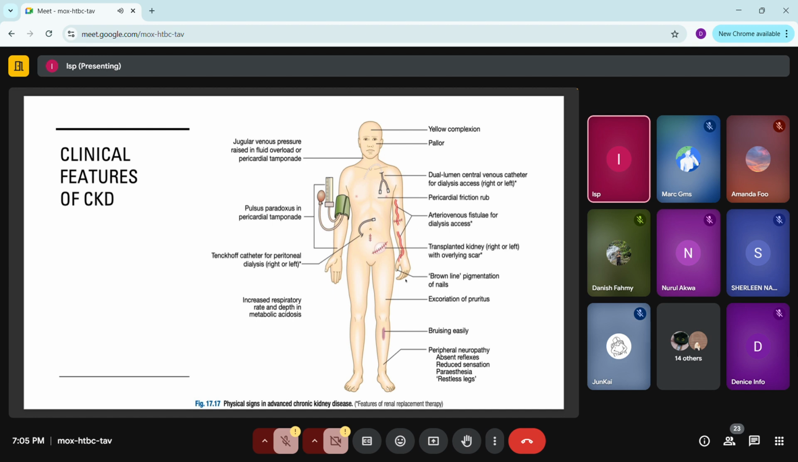Okay. You notice the end-stage disease patients have thin skin, they will bruise easily. And because of uremia, they will have itchiness, pruritus everywhere. So you see excoriation on their skin. Patients will have peripheral neuropathy as well because of uremia, and most of them have uncontrolled diabetes, so they will have peripheral neuropathy as well.